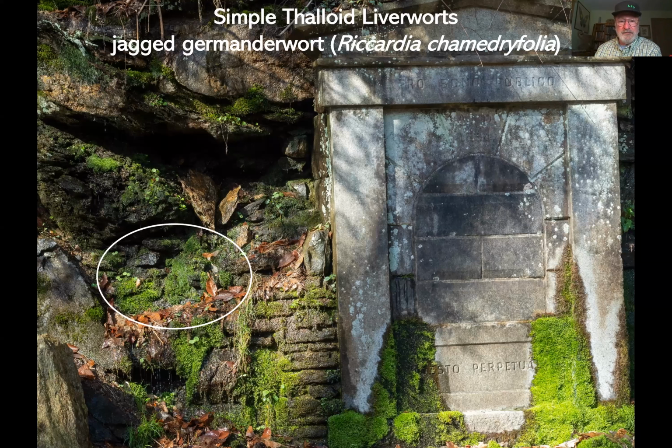Well, when I was visiting the park with my friend, we walked along the path and saw this fountain. And just to the left of the fountain, in this wall of rock that is very, very seepy and wet, there's a patch of this liverwort, which is called jagged germanderwort. It's a species of Riccardia chamedryfolia. And this is a really big patch of a fairly robust liverwort. I mean, to a bryologist, this is really conspicuous.